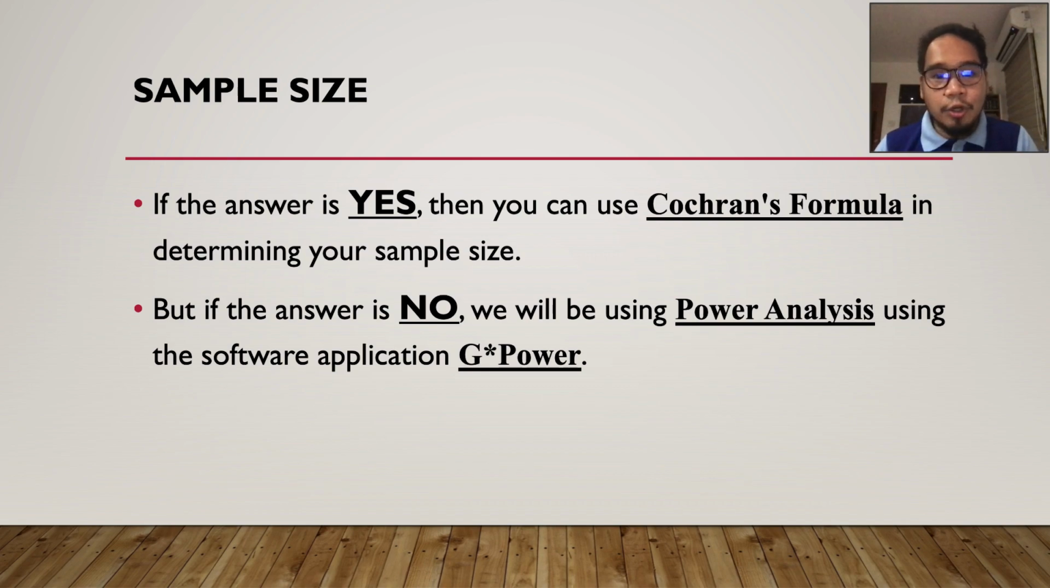But if the answer is no, that it cannot be determined, or you have some ethical issues where you cannot get the population size, then no need to feel bad about it. We can always make use of what we call power analysis in order to determine your minimum sample size. We're going to use the software application G*Power to answer that. First off, let's go and see Cochrane's formula.